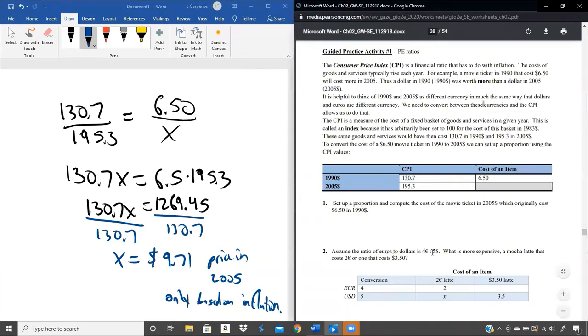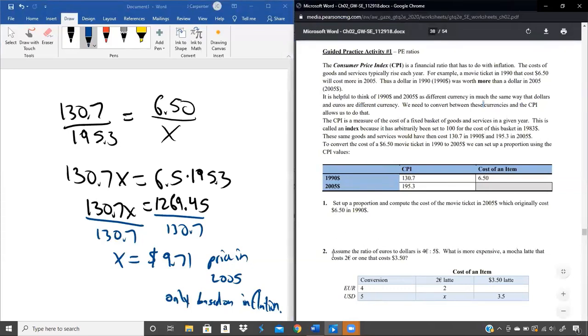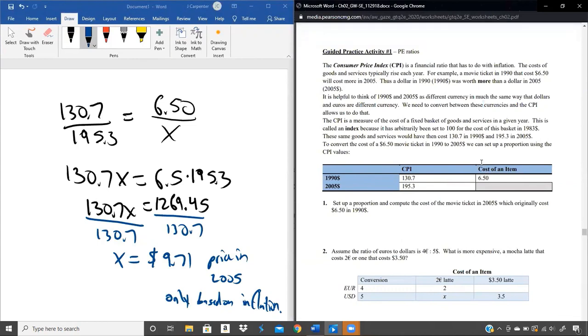So assume the ratio of euros to dollars is 4 euros is $5. So the opposite of what I said last time. Not that it matters. I said we had a stronger dollar. They say we have a weaker dollar. What is more expensive, a mocha latte that costs 2 euros or one that costs $3.50? So some people will say, oh, 350, that's a higher number. Well, no, they're not even the same currency, just in the same way that the movie tickets weren't in the same currency because we were talking about different amounts. Yes, it's still a dollar, but the dollar in one year is different than the dollar in another year, especially if you're looking at a large gap.